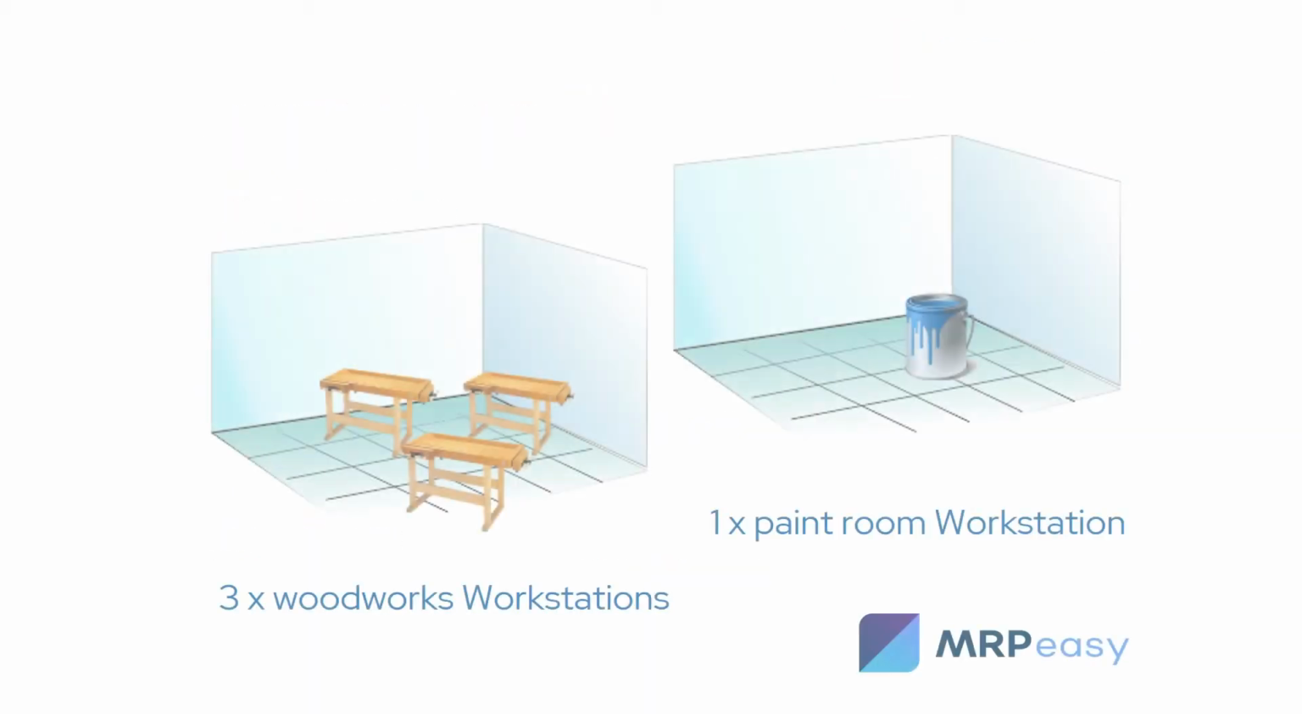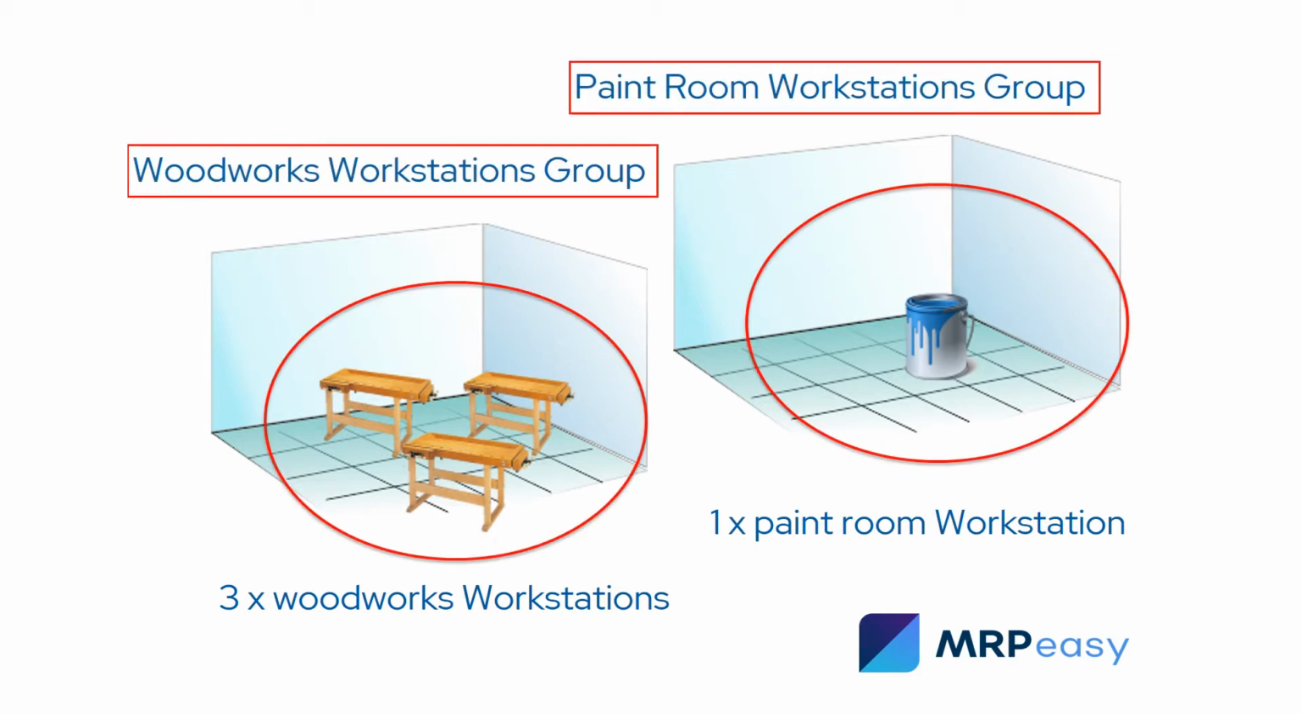We start with defining our manufacturing resources. In MRPeasy, we call these workstations. Our workstations define our production capacity. The workstation could be a machine, a bench, an assembly table, etc. Similar workstations are organized into workstation groups. In our case, there is a woodworks workstation group with three assembly tables and a paint room workstation group with one room.